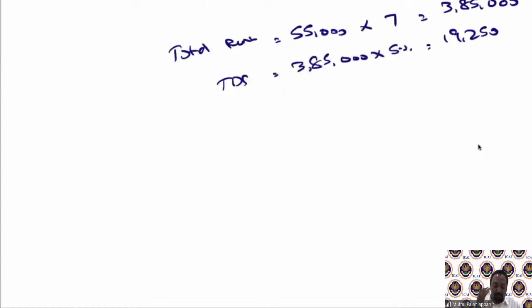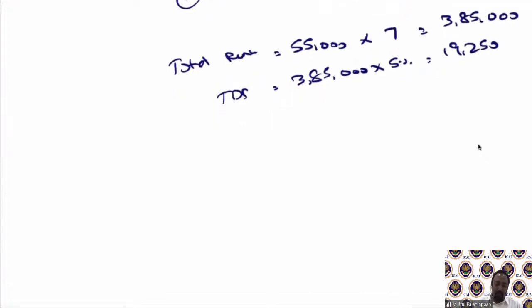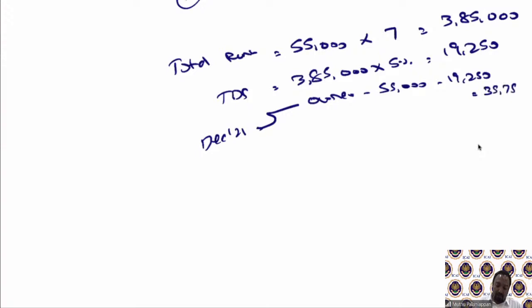Okay, so I'm just doing it mentally. So please correct me if the numbers are wrong. So 3,85,000 into 5% will be 19,250. So now this 19,250, when should he pay? When he's paying the December 21 rental, as we told the owner, he will pay 55,000 minus 19,250. So that will be 35,750. And to the government, it will be 19,250.